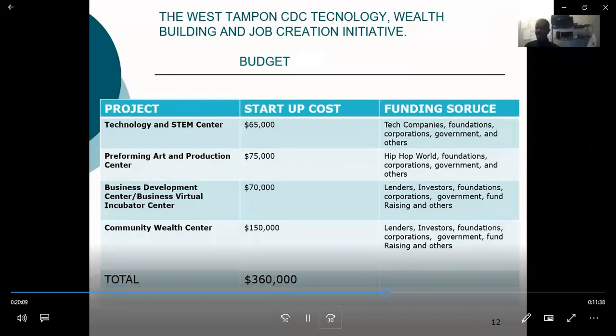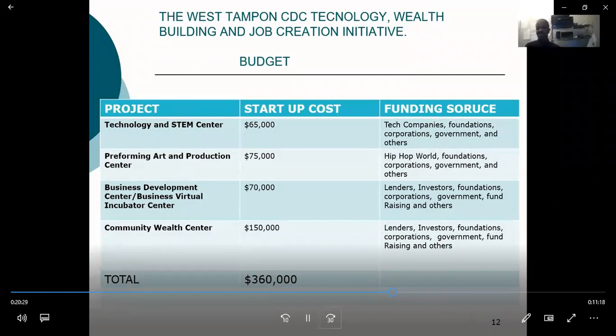Okay, we're coming near the end. How do we finance it? Well, we're looking at different ways of financing this particular project. And excuse me, I can see I didn't spell Tampa. It should be West Tampa. So here's how we plan to fund the project.